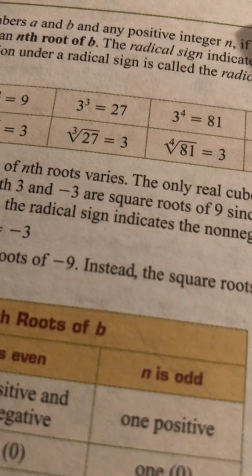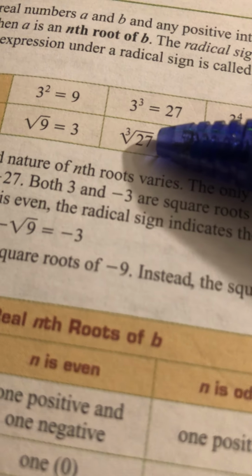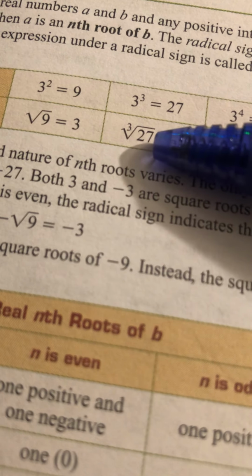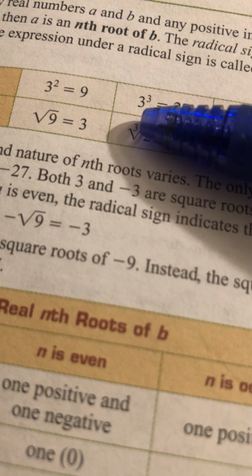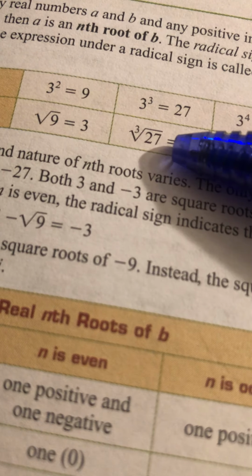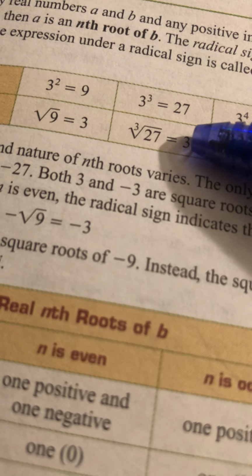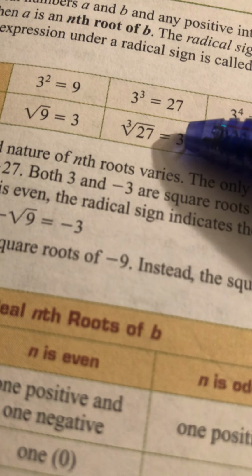But I want to point out something right here. If you look at where it's the cube root of 27, what that is saying is, what number do you multiply 3 times to give you 27? So that means 3 times 3 times 3 gives you 27. That's what I want to focus on.